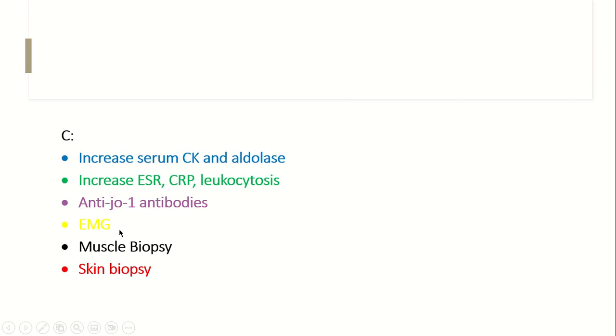And what are various investigations used for this condition, juvenile dermatomyositis? Most important of these is serum CK and aldolase. Both these enzymes are increased in this condition, and also there is increased ESR, CRP, and leukocytosis, increased TLC count, anti-Jo-1 antibodies, electromyography, muscle biopsy, and skin biopsy. These are various investigations used for juvenile dermatomyositis.